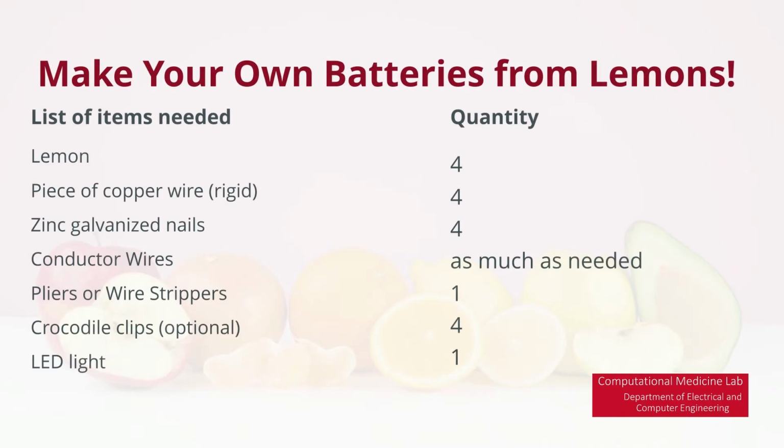For making your own batteries from lemons, you need 4 lemons, 4 pieces of copper wire, 4 zinc galvanized nails, some conductor wires, pliers or a wire stripper, 4 crocodile clips, and an LED light.